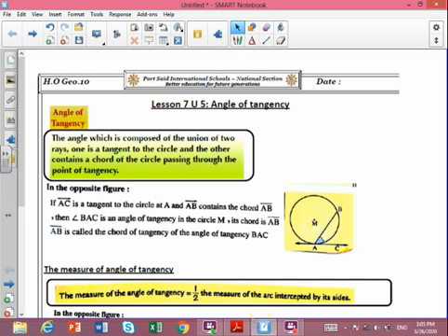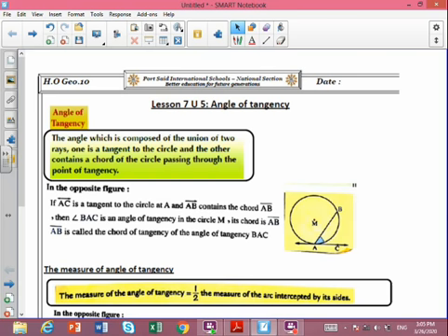Hello, grade 9. This is the last lesson in our geometry curriculum, the seventh lesson in the fifth unit. Its name is angle of tangency. Okay, what's angle of tangency?